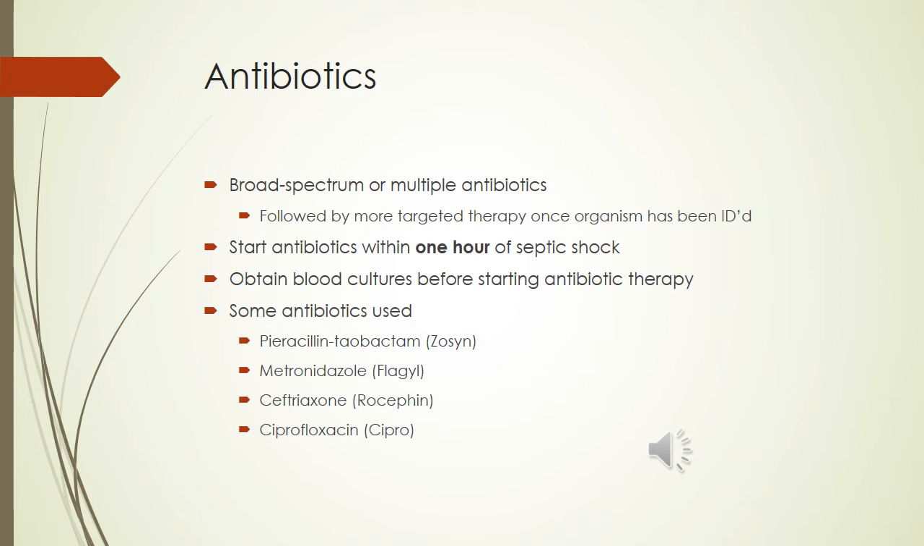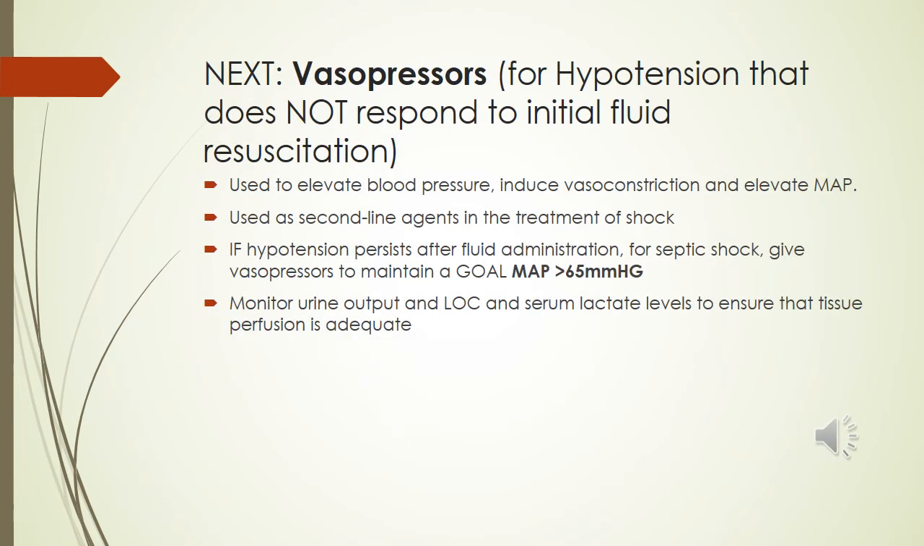Some antibiotics that are used are Zosyn, Flagyl, Rocephin, and Cipro, but it's up to the doctor's discretion as to which pharmacological intervention will be used. For hypotension that does not respond to the initial fluid resuscitation, you're going to next use vasopressors. They're used to elevate the blood pressure, induce vasoconstriction, and elevate the MAP. They're used as a second-line agent in the treatment of shock.